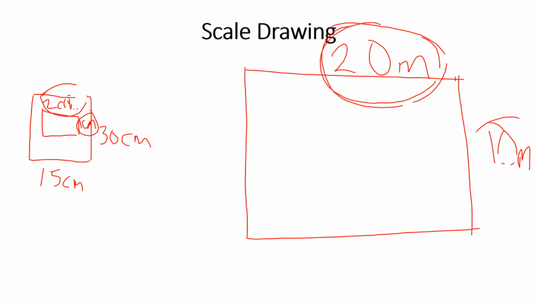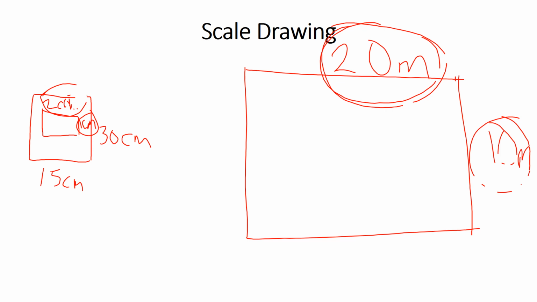So what you can see is this 20 meters has been scaled down and this 10 meters has been scaled down, but they have been scaled down using the same scale. So 20 has been represented by 2, 10 by 1.